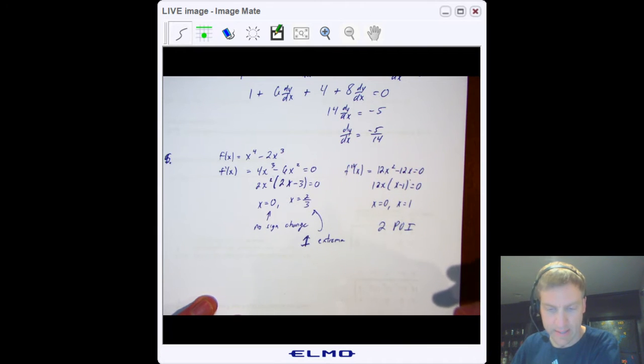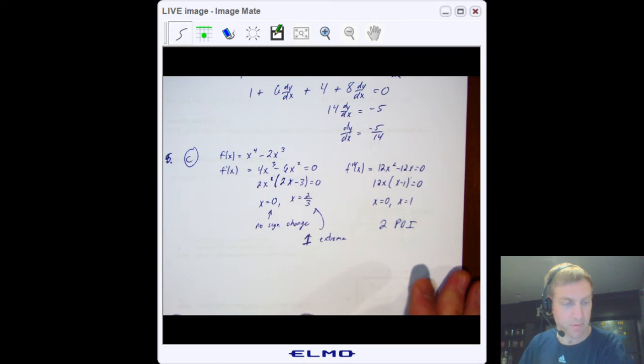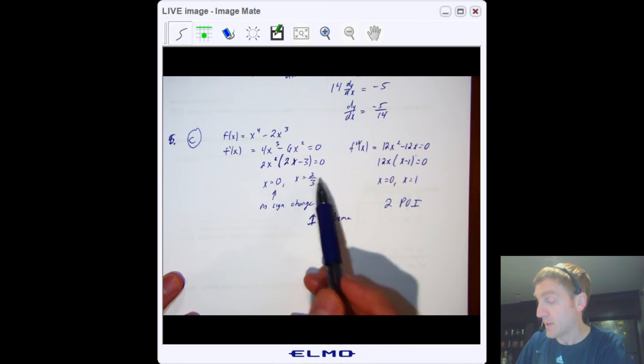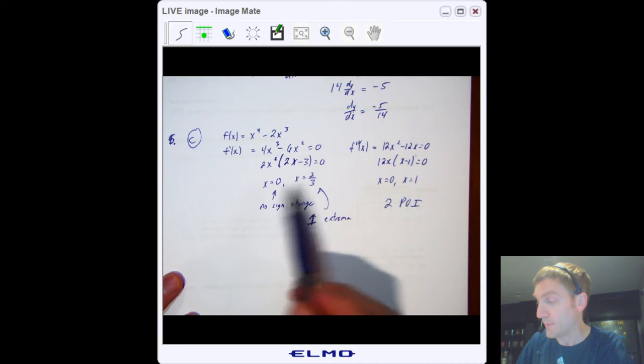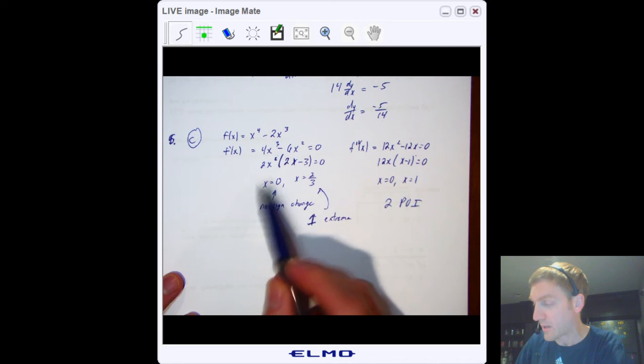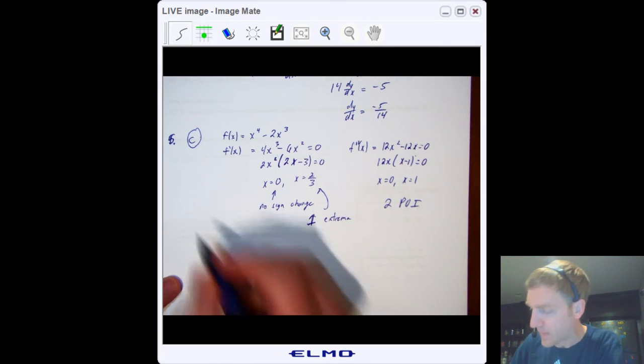All right, so that is answer C. That is answer C for number 5. If you just saw the two critical points here and assumed they're both relative extrema, that's why you missed it. Okay, so remember, you have to check and make sure that the derivative actually changes sign for it to be an extreme value.